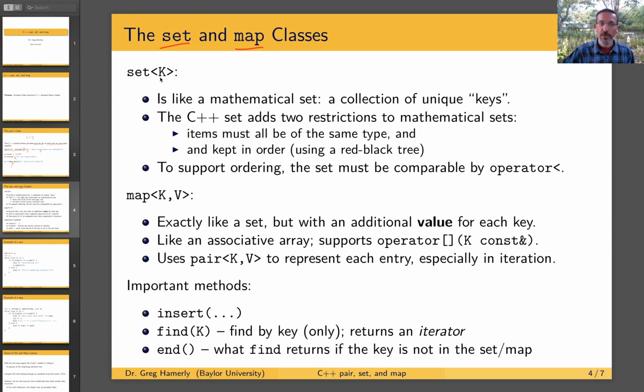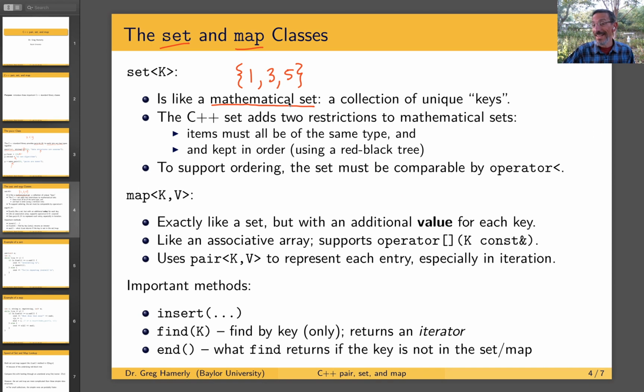The set, which takes a type K, we'll call it K here, K for key. The set is like a mathematical set. And if you know what a mathematical set is, then that's great. But if you don't know what a mathematical set is, then you should look that up. You know, a mathematical set we usually notate with curly braces is like, maybe 1, 3, 5, right? This is a set that contains the elements 1, 3, and 5.